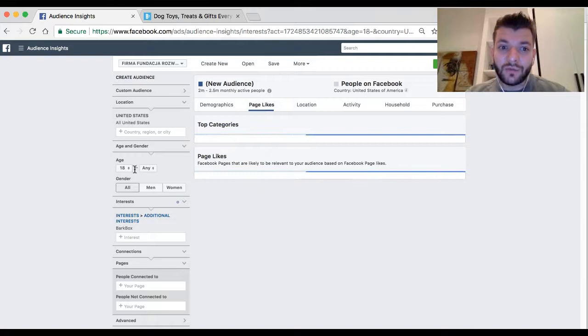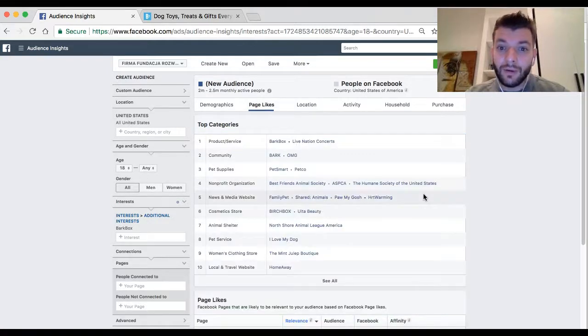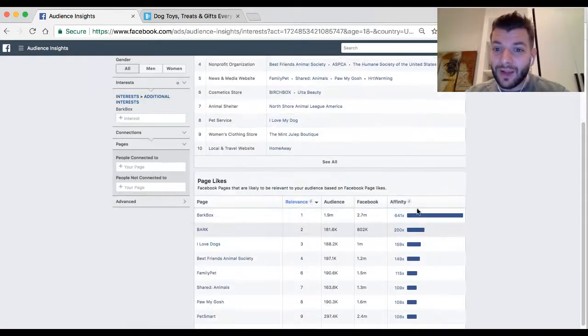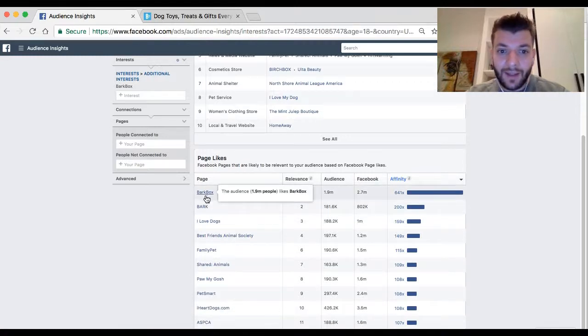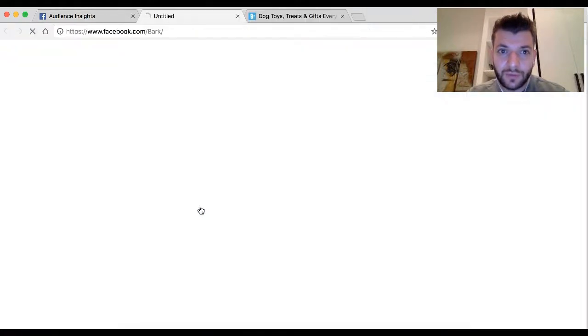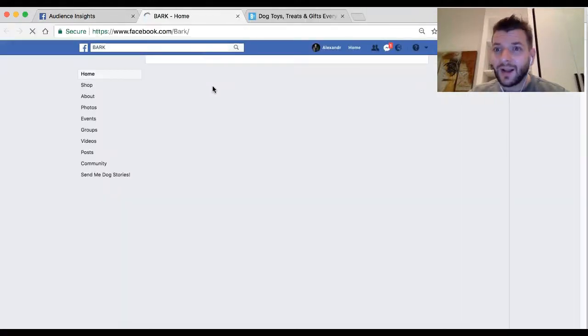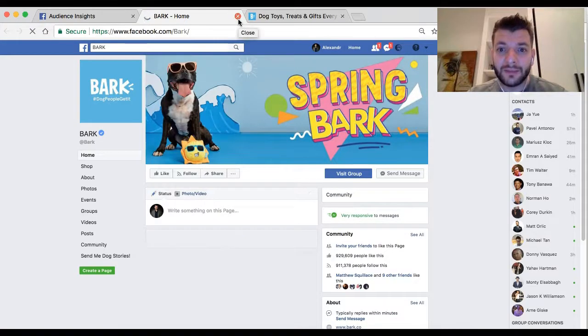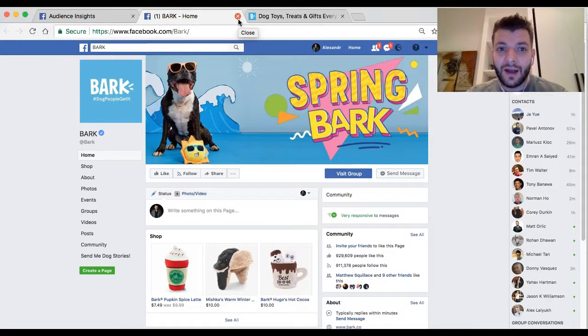What you also find out are all the other pages that you can go and target for this specific product. You can see BarkBox is one of them, and another one is a page called Bark, right? If you want to open that page and find out, maybe it doesn't make sense for me to target this page. Maybe it's a completely different audience that likes that page.